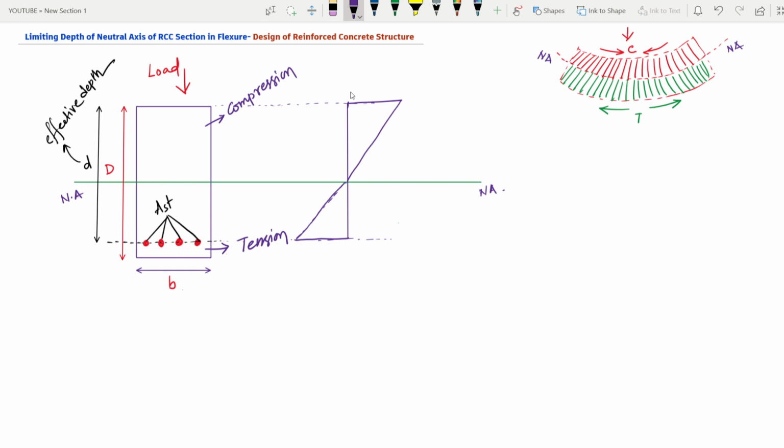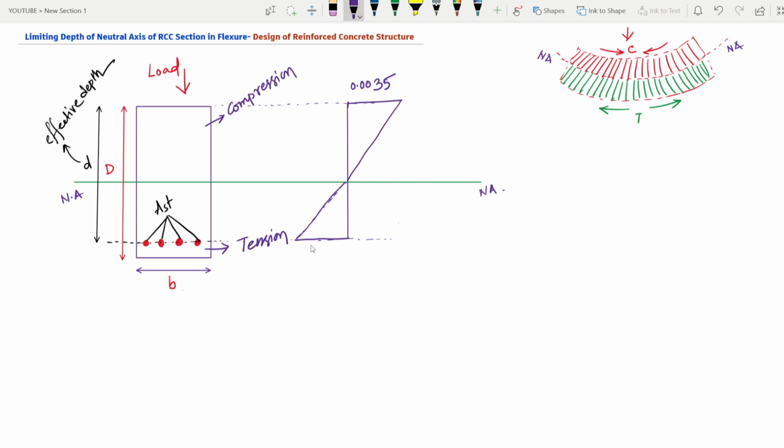So now the maximum compressive strain taken by the concrete, or you can say the maximum strain at the outermost fiber of the section. So here at this particular zone, the maximum compressive strain will be how much? We all know it is 0.0035. Maximum compression that will be taken by the concrete.